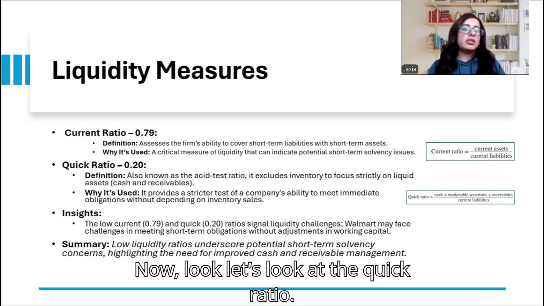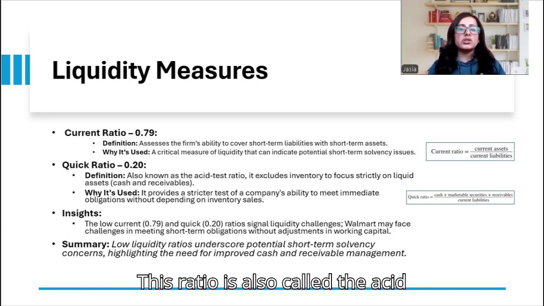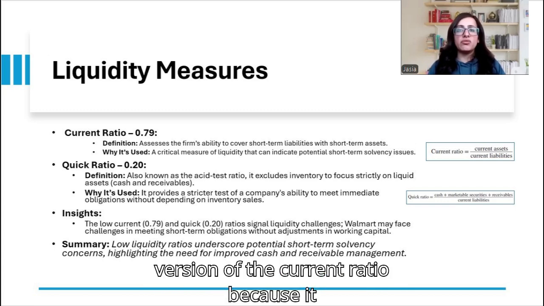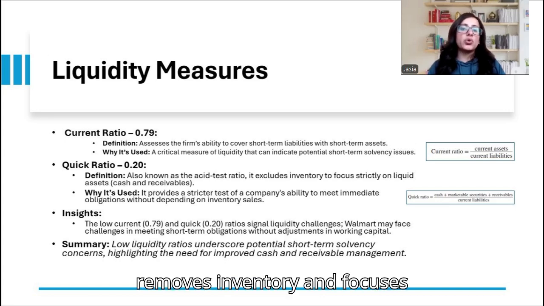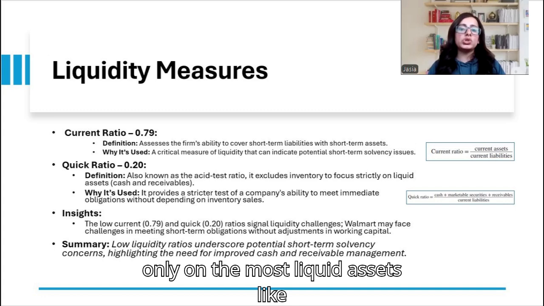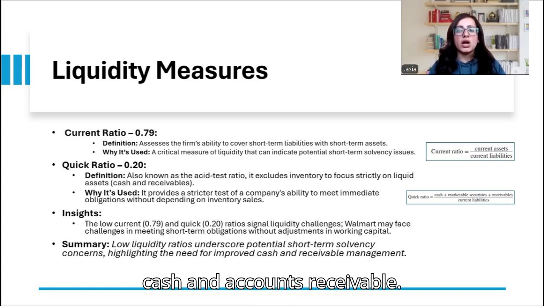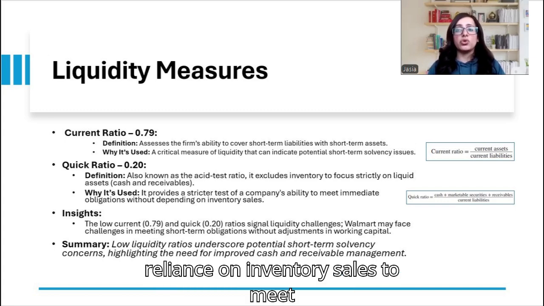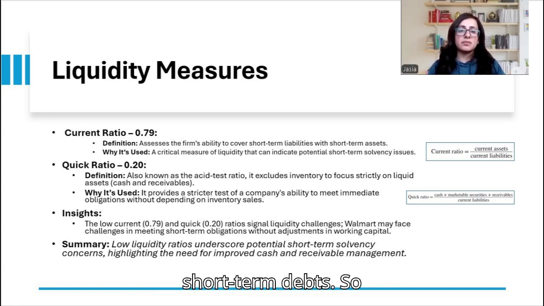Now let's look at the quick ratio. This ratio is also called the acid test ratio. It's a more strict version of the current ratio because it removes inventory and focuses only on the most liquid assets like cash and accounts receivable. Walmart has a quick ratio of 0.2, which means Walmart has only 20 cents of truly liquid assets for every dollar of current liabilities. That's very low, and it signals a high reliance on inventory sales to meet short-term debts.